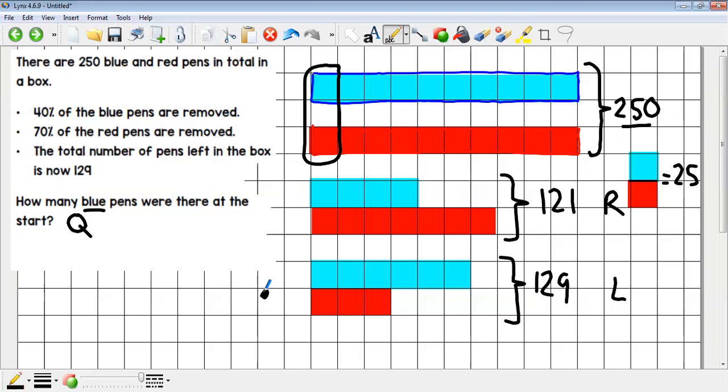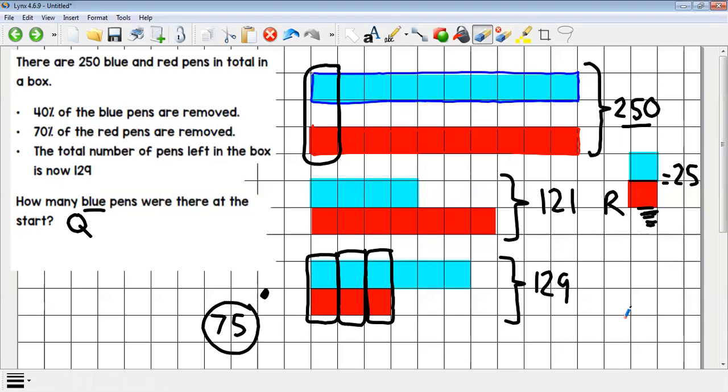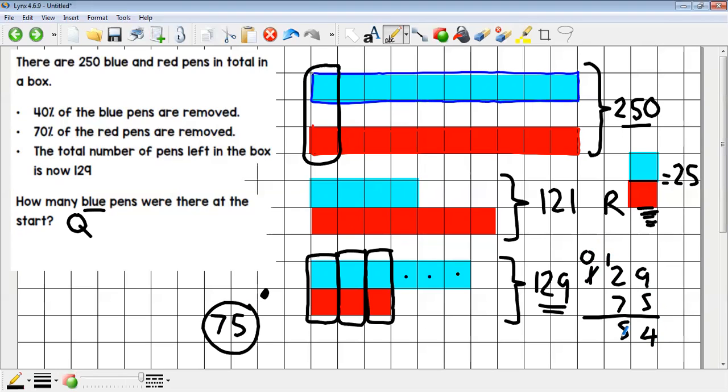So if you notice, I've got that pattern over here, here, here, and here. So I've got 1, 2, 3 of those patterns, which between them are worth 75. What I can then do, let's just get rid of that, is if I took that 75 out of this 129, that's going to leave me with these 3 blue ones. So let's do that really quickly. 54. So 3 blue ones are worth 54.